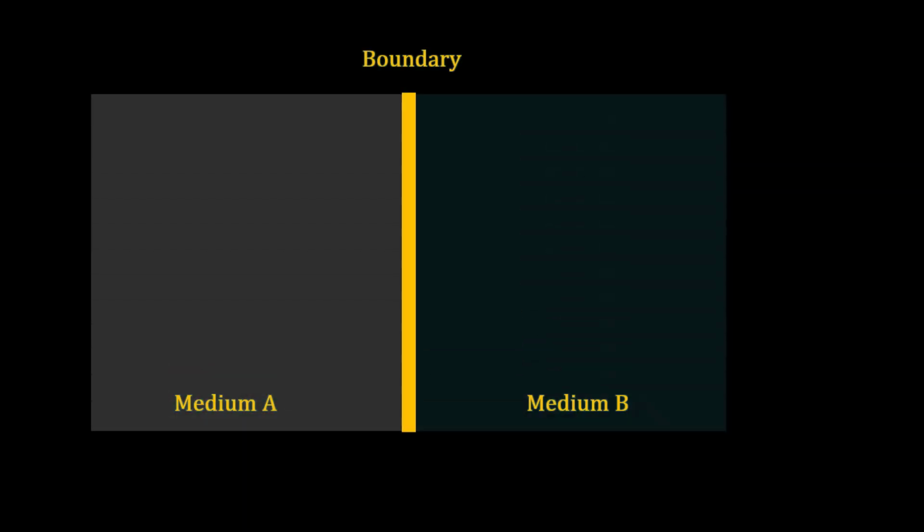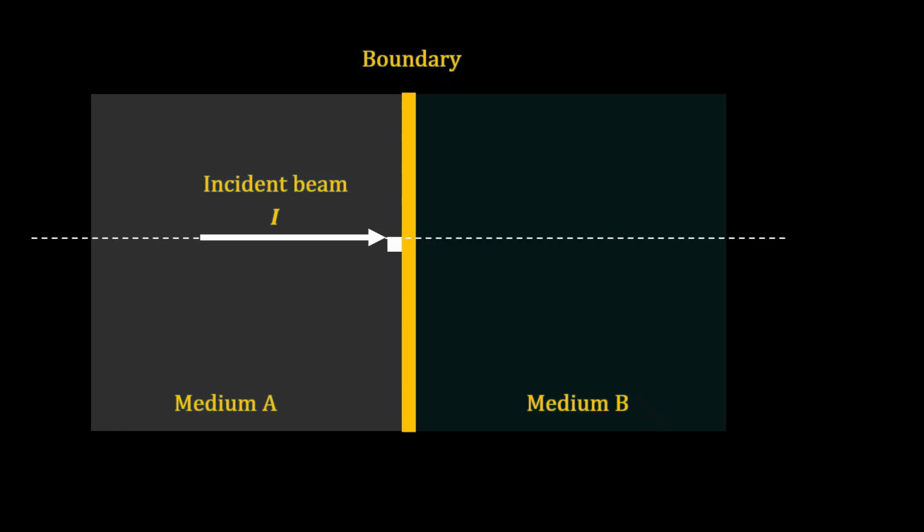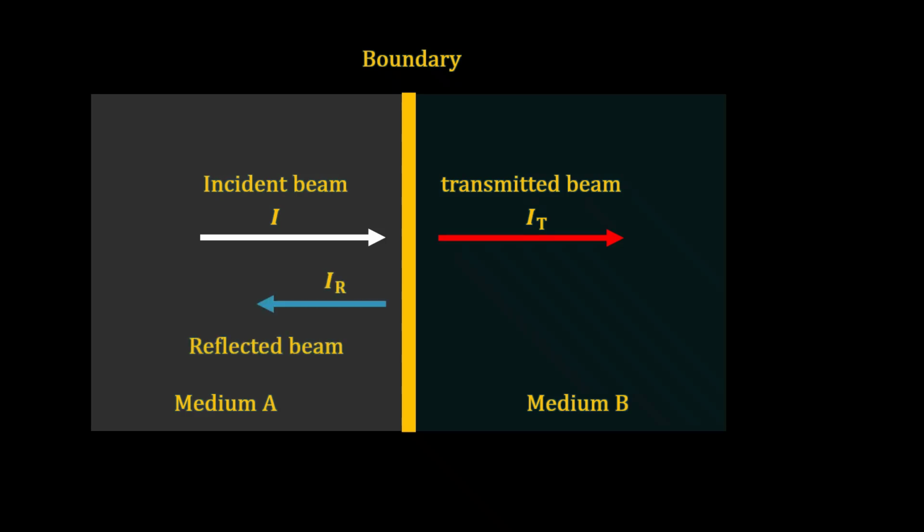Now let's consider this. Let's say we have an incident beam with intensity I incident perpendicularly from medium A onto the boundary between medium A and medium B as shown. Keep in mind that we are going to be working only with beams incident along the normal to a boundary. The intensity of the beam transmitted into medium B is IT. The intensity of the beam reflected off the boundary is IR.